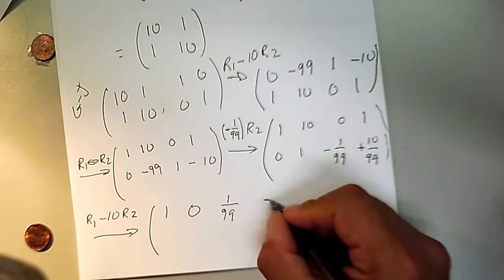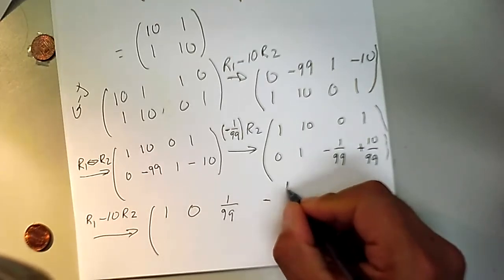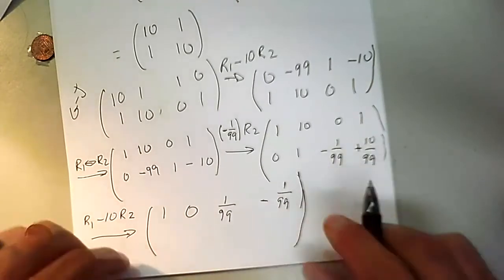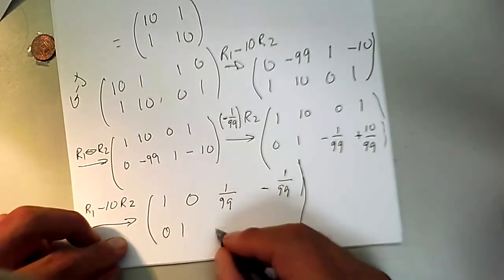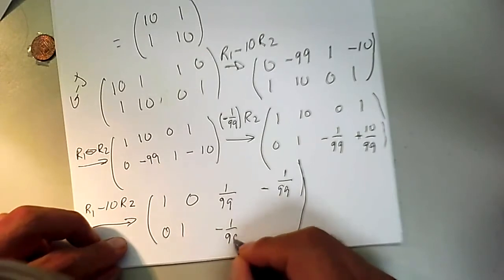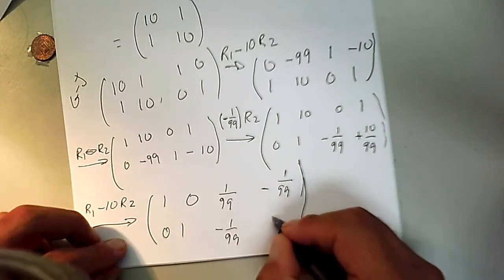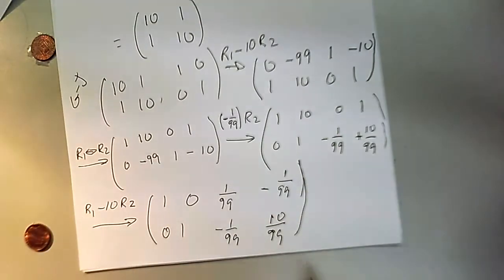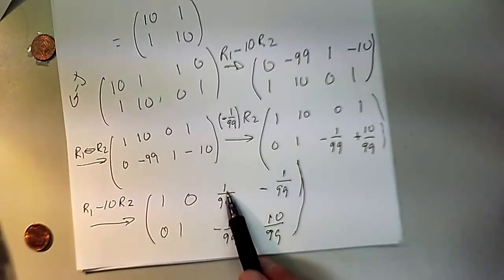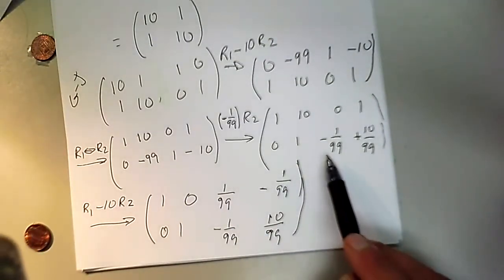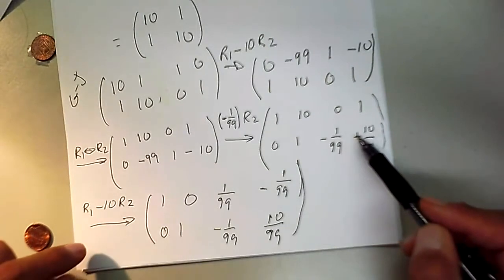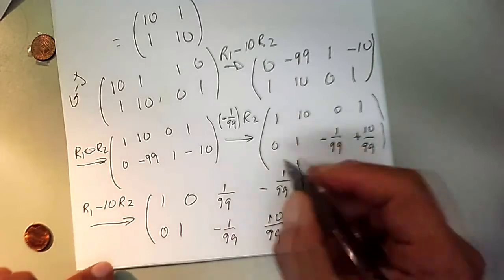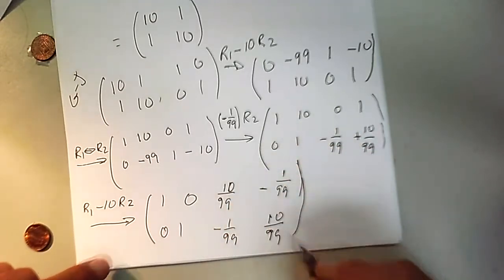So I believe that's going to give us negative 1 over 99. Oh, and then we're going to end up with 0, 1, negative 1 over 99, and 10 over 99. There's a problem here because I think this is not quite right. What did we do to go from here to here? We subtracted 10 times, so I missed the 10. There's the 10. Yeah. Okay.